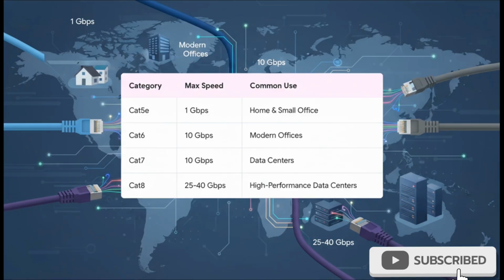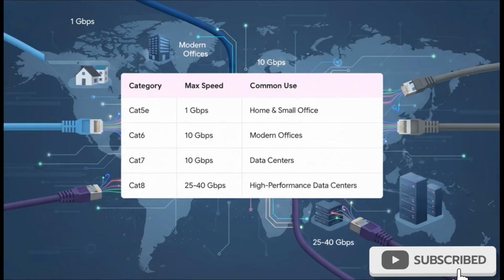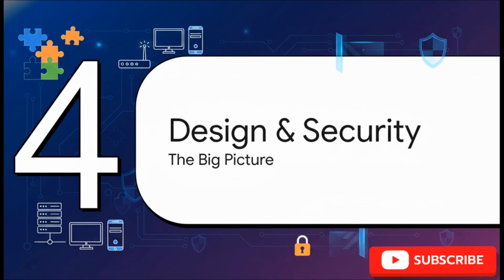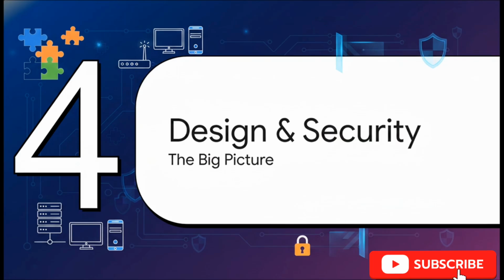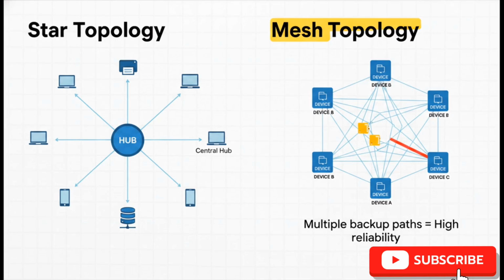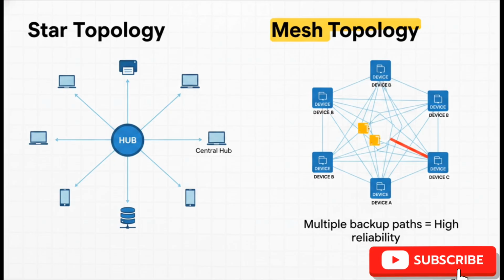Okay, we've got all the pieces of the puzzle now. The ideas, the rules, the hardware. For our last section, let's put it all together and talk about how these networks are designed, and, critically, how we keep them safe. Every network has a blueprint, a layout, which we call its topology. The one you'll see pretty much everywhere, like in most offices, is the star topology, where everything wires back to a central hub or switch.